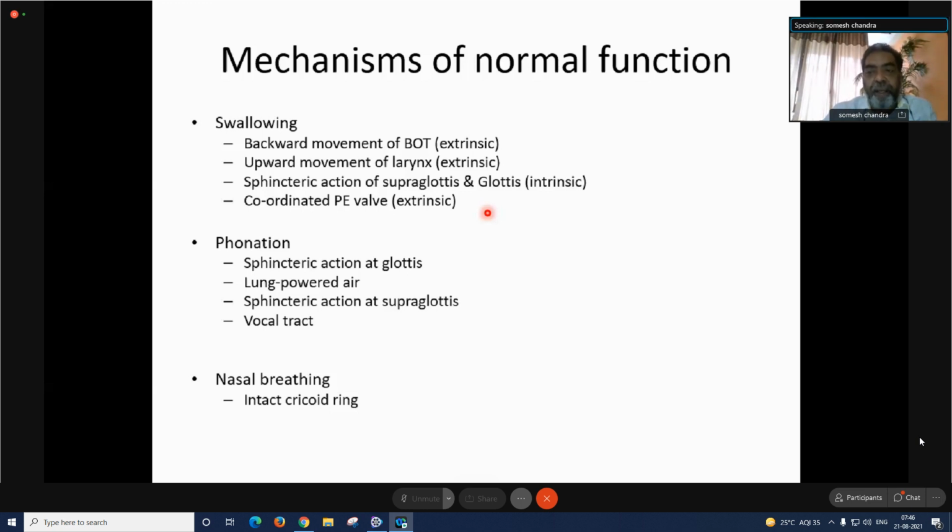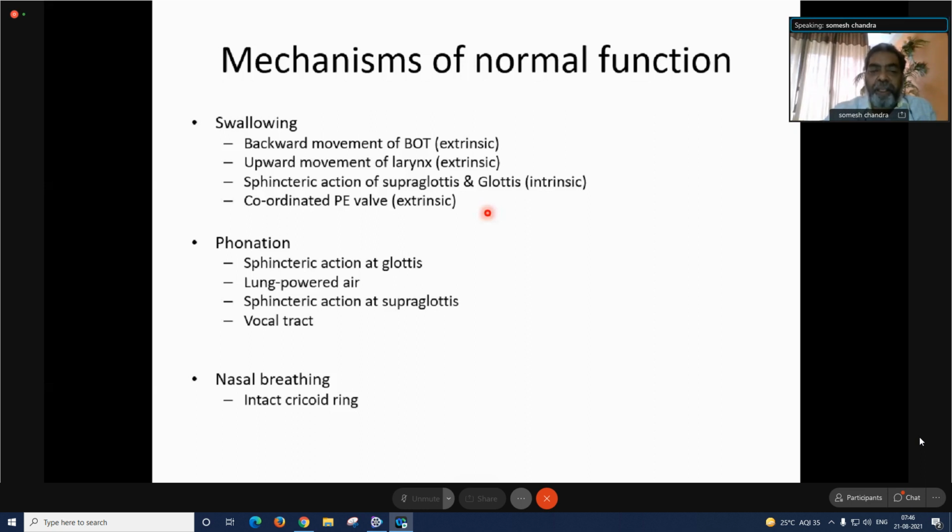Phonation is entirely a laryngeal function, which occurs primarily by sphincteric action at the glottis. It needs lung-powered air, which is very important. Some sphincteric action can be provided by the supraglottis, and of course, we need the vocal tract to have proper speech with its resonance and a proper amplitude.